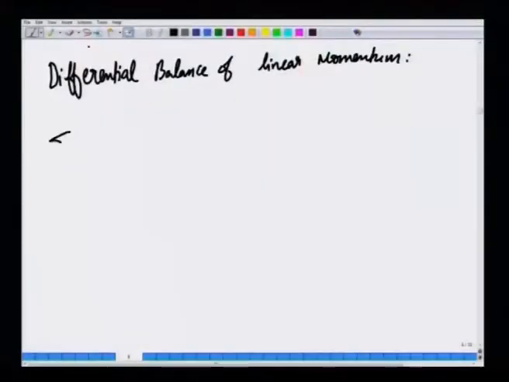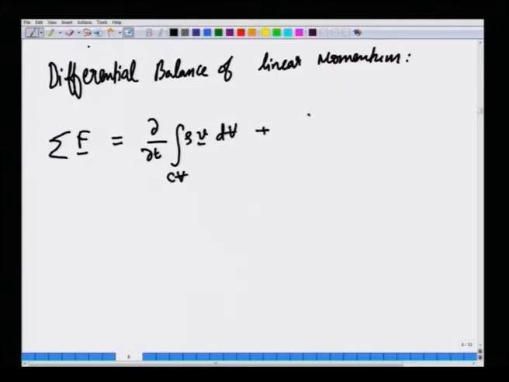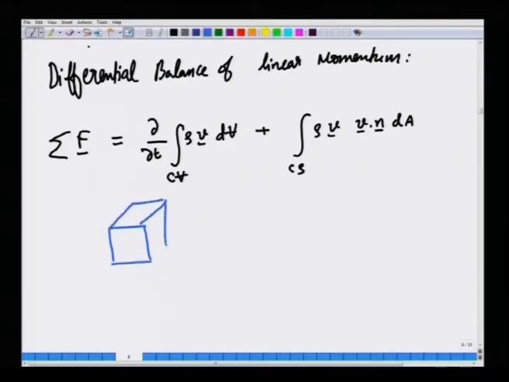Recall that the integral balance for momentum for a control volume says that the sum of forces acting on the control volume is equal to the rate of change of momentum present inside the control volume plus the momentum flux that goes in and out of the control volume by virtue of fluid flow. Now, we are going to apply this to an infinitesimal cubic control volume, just as we did before for mass.